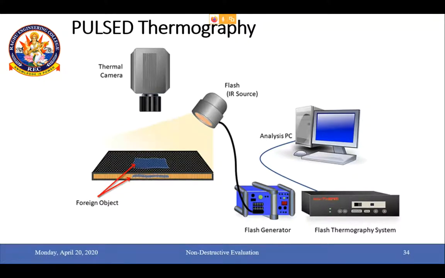Okay, so your pulsed thermography comes under your active thermography. That means we need to use an external source, and that external source here is the flash. That is why it is also called your flash thermography. Your pulsed thermography is also known by one more name, which is flash thermography. The source of external excitation used in your pulse thermography is a flash. Okay, I'm going to go to the next slide.